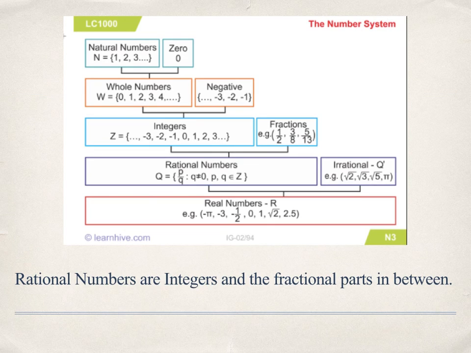Visual of rational numbers and where they fall in the number system. Rational numbers can be integers and can be written as a fraction with a denominator that cannot be equal to 0.